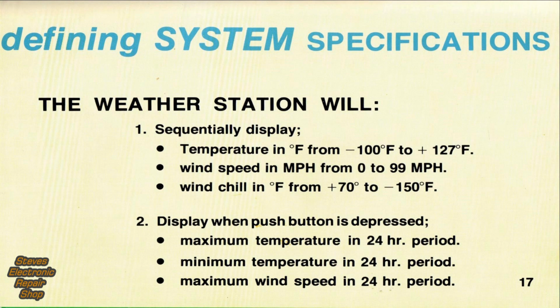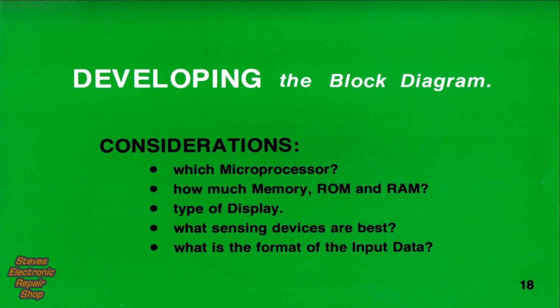Now, with these specifications in mind, let's move on to the next section of the design process, that of developing the block diagram. Although there is no cut-and-dry procedure for this stage of design, here are some points we should consider, such as which microprocessor are we going to use? How much memory do we need? Which display technique is the most economical? What sensing devices are best? And exactly what is the format of the input data?